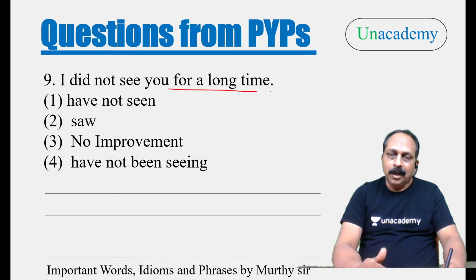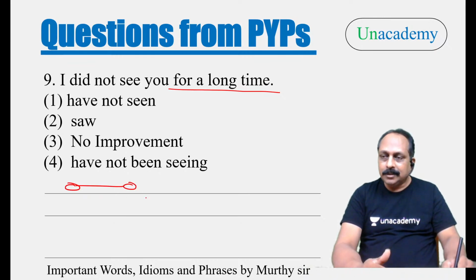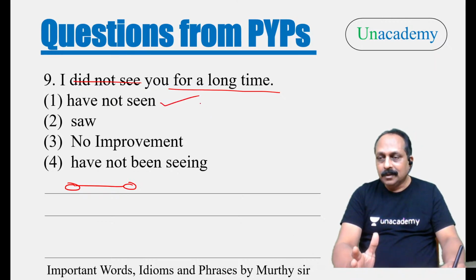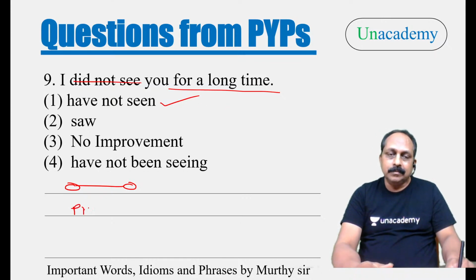Here, for a long time means what? From the past to the present. That is the context. Then we have to use present perfect tense. And this expression goes with conversational English. I did not see. Which tense is that? Past tense, not correct. I haven't seen you for a long time. I haven't done it for a long time. I haven't seen you for a long time. So which tense is this? Present perfect.